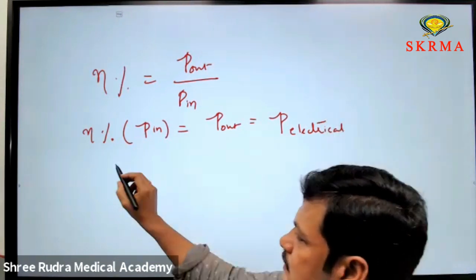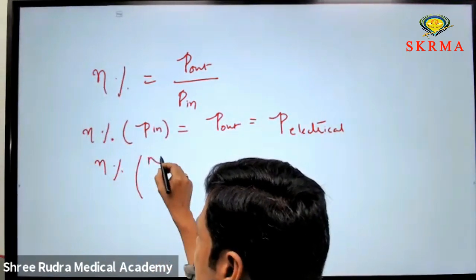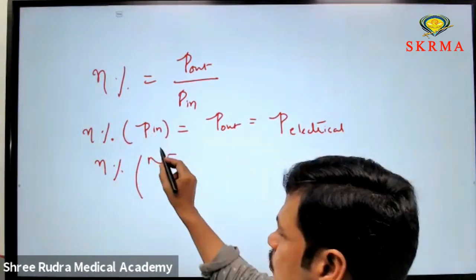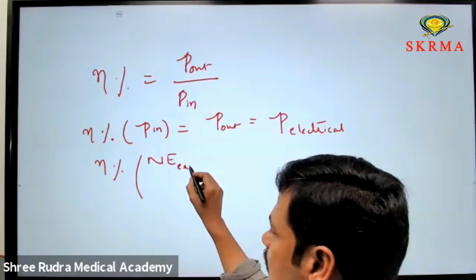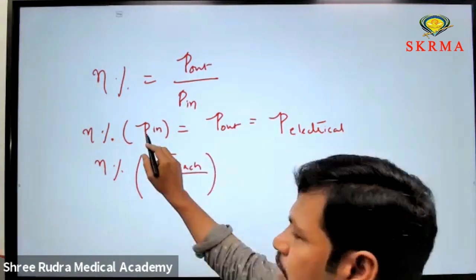In this case, the efficiency is eta, P input. What is input? The fission process. How much energy is liberated? The power is equal to energy by time. The energy is equal to N times the E_f, divided by time. That is the P input.